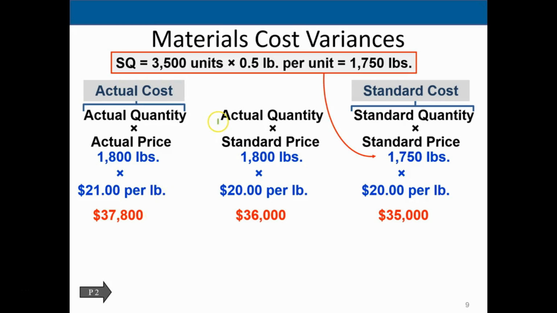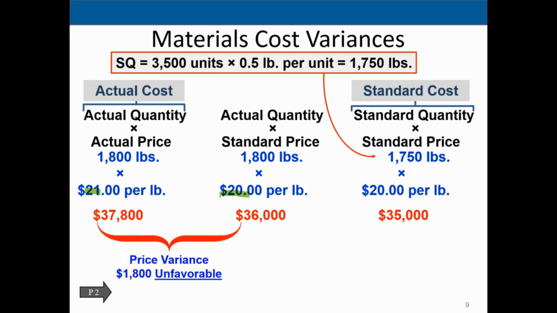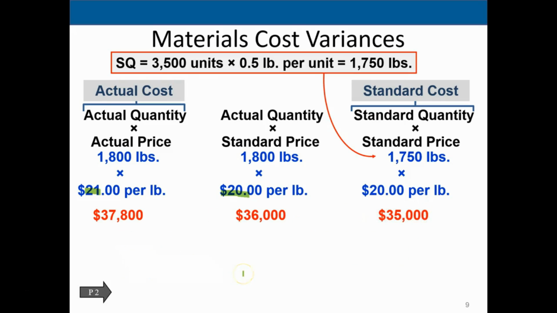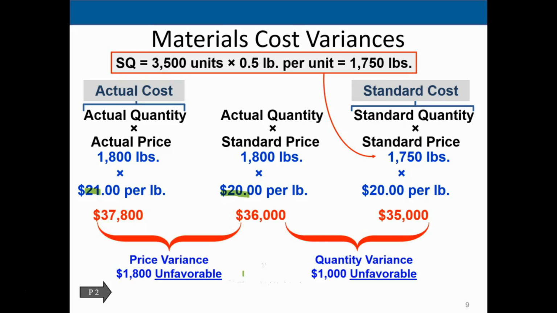If we compare that to the actual quantity times the standard price, remember the thing that has changed now is the price, then we come out with the 36,000. And then if we compare those, that will give us the price variance, which is unfavorable in this case. And then if we do the same comparison on this side, we're taking the actual quantity times the standard price, and then we're comparing that to the standard quantity, that's the thing that has changed, the standard quantity, times the standard price, the thing that has now remained the same on this side. That gives us the 35,000. And once again, if we compare that, we get a quantity variance of 1,000, which is also unfavorable.